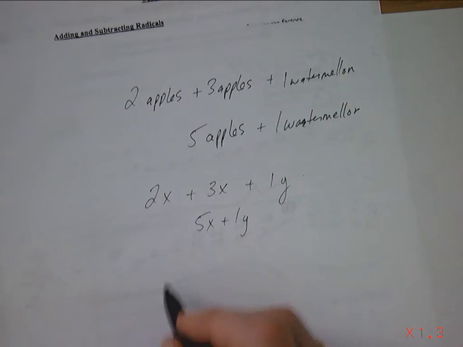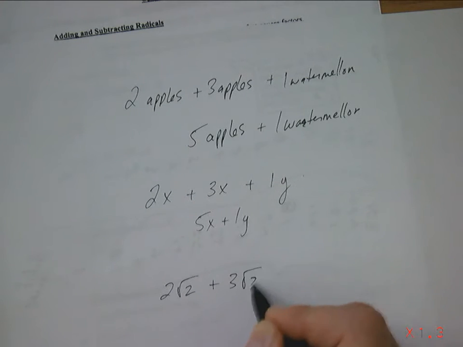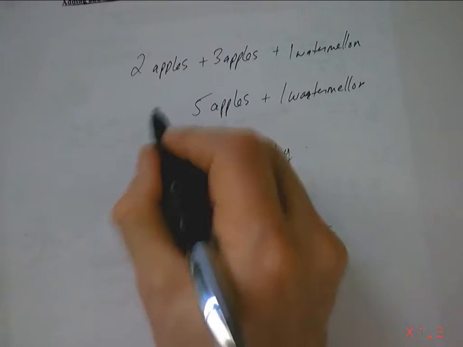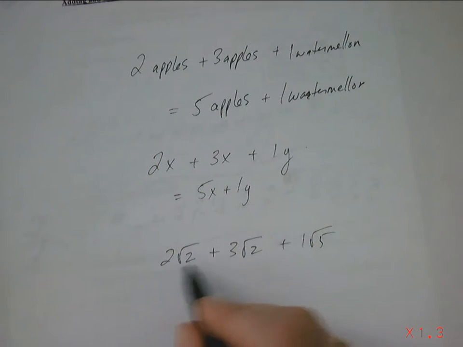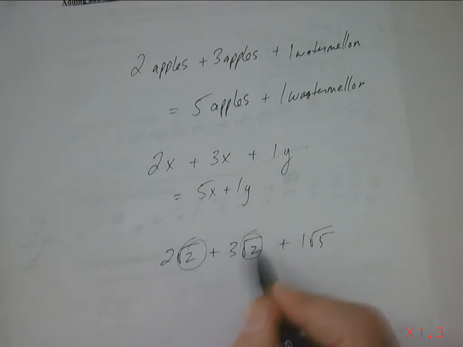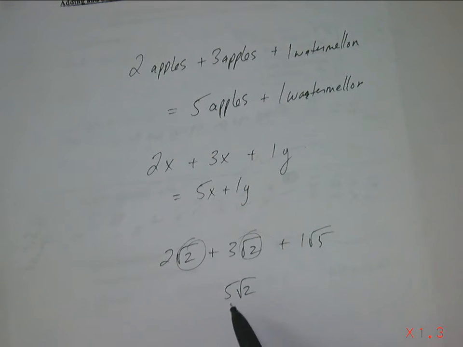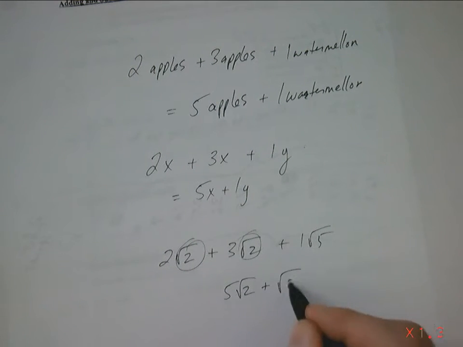And now we're going to give you 2 root 2's plus 3 root 2's plus 1 root 5. And we're going to ask you to combine like terms. These are the like terms, so it's going to be 5 root 2's because they both have root 2's. So 2 root 2's plus 3 more root 2's is 5 root 2's and 1 root 5. So that's as hard as this is going to get today. So let's take a look.